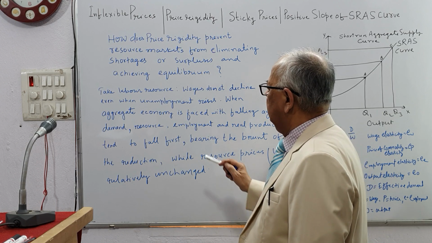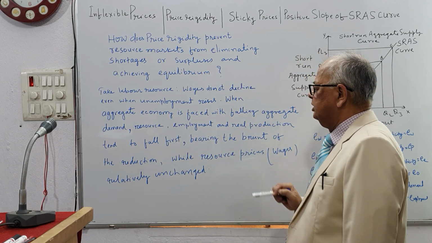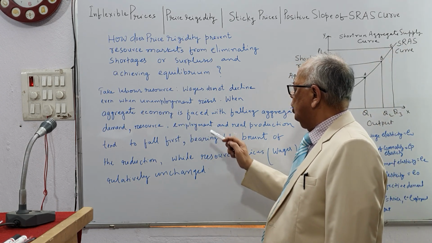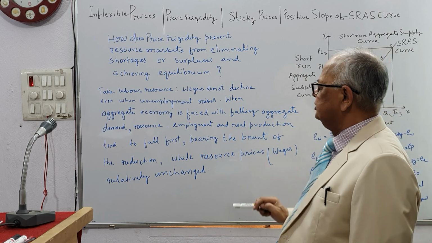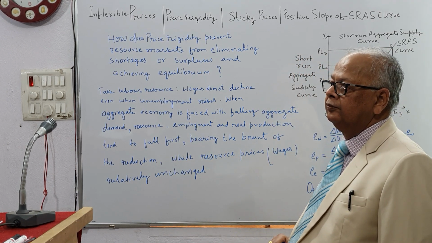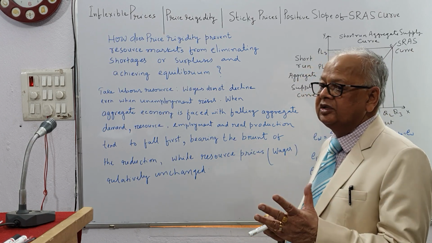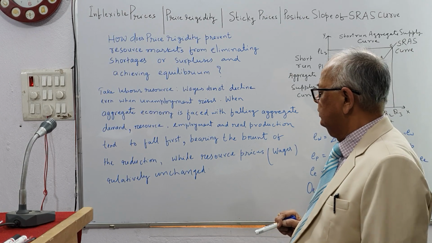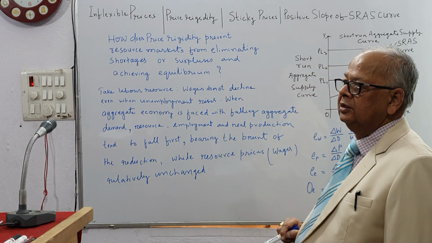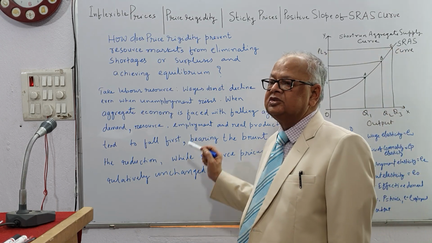When the aggregate economy is faced with falling aggregate demand, resource employment and real production tend to fall first, bearing the brunt of the reductions, while resource prices, where we have taken wages, remain relatively unchanged.